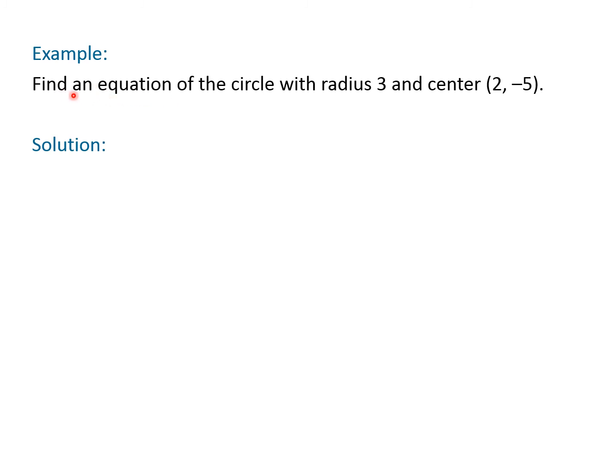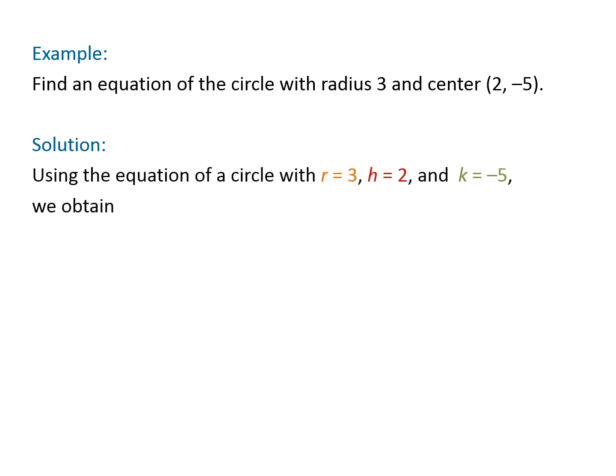The question is: find an equation of the circle with radius 3 and center 2, minus 5. The first thing is to figure out what is r, what is h, and what is k. From this question, we have r as 3, h as 2, and k as minus 5. Put all these values in the formula. x minus 2 squared plus y minus 5 squared is equal to 3 squared. Simplify the equation and we will have x minus 2 squared plus y plus 5 squared is equal to 9. And this is the equation of the circle.